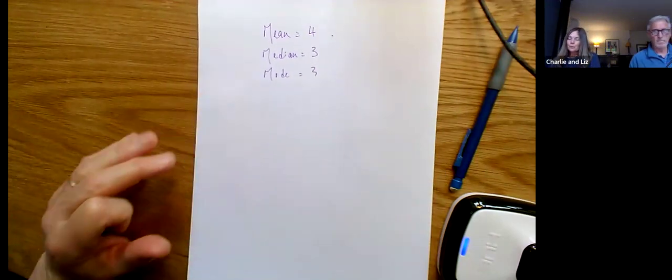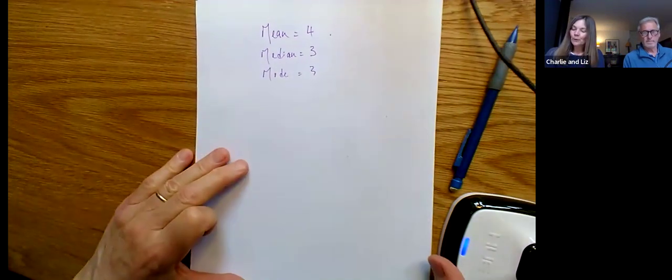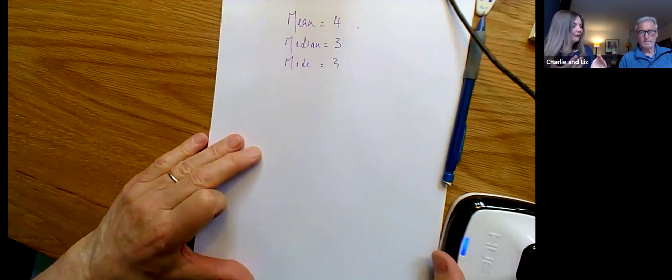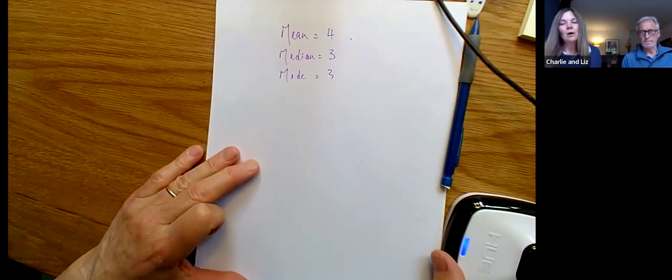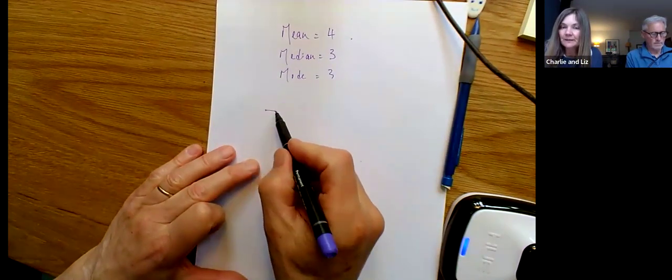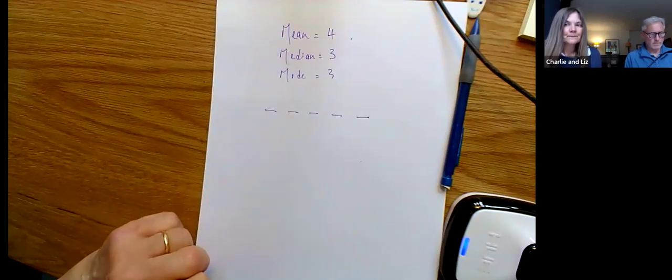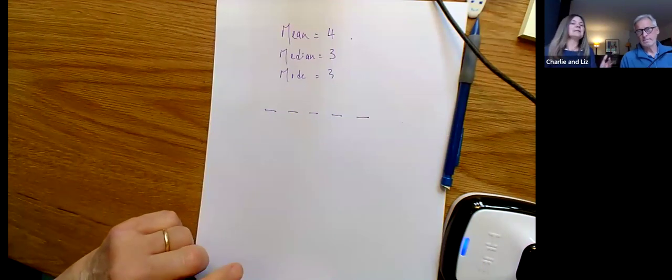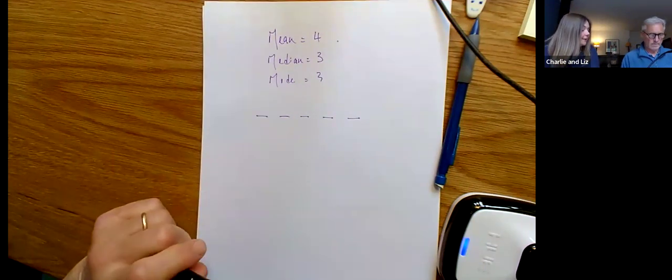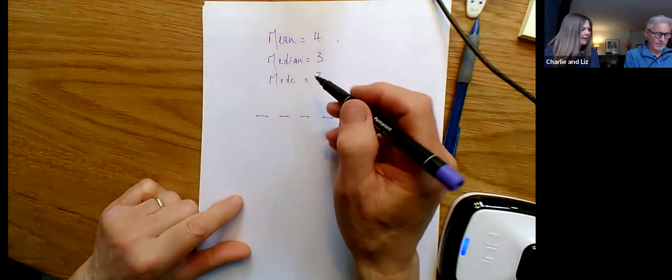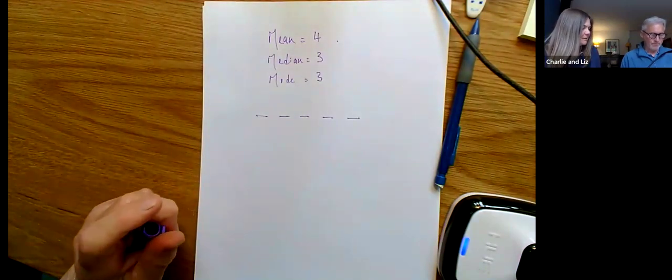Brilliant. So we've got a problem here. We have five whole numbers. We're told that the mean is 4, the median is 3, and the mode is 3. So Charlie, I might ask you first, could you find an example? What do you know? How might you go about starting this problem?